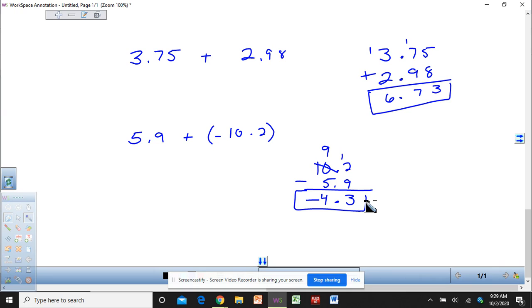And that is how you add fractions and decimals. Hopefully that makes sense. Hopefully you understand it. Thank you, guys.